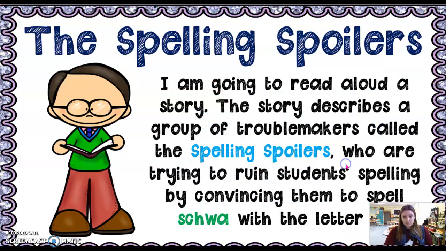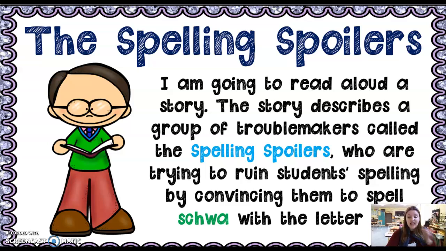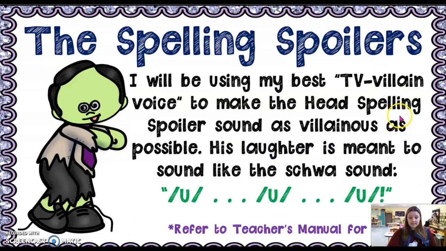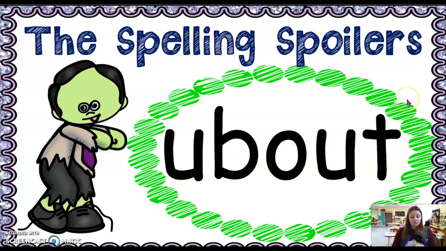All right, I am going to read out loud a story, and it describes a group of troublemakers called the spelling spoilers who are trying to ruin your spelling by convincing you to spell the schwa sound with the letter U. But we're not going to let that happen because we know that even though the schwa sound sounds like U, it's not spelled with a U. Okay? So I want you to listen along for the spelling spoilers.